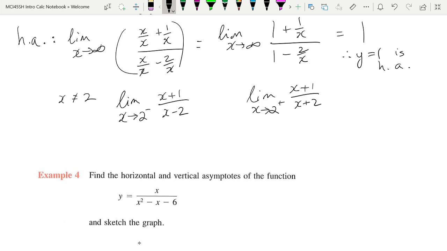If I put in a number that's approaching 2 from the left, it's smaller than 2. So I'm going to get a very, very tiny small, what kind of number? Small negative. And a positive on top, so that's a positive divided by a negative. So that's going to equal negative infinity. If I approach this from the right, this is going to be a positive divided by a very small positive. So that's going to approach positive infinity.